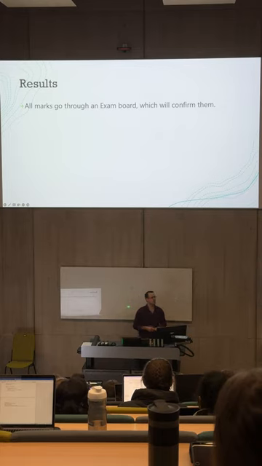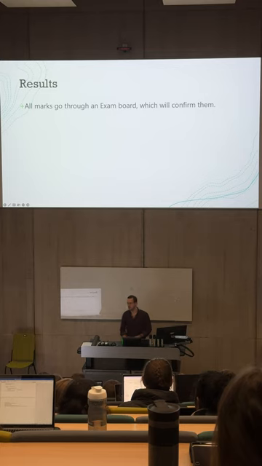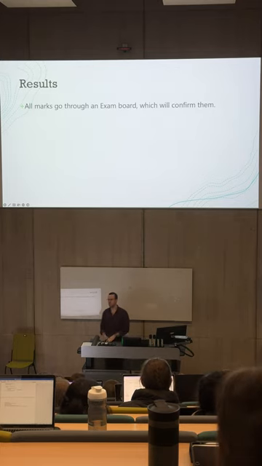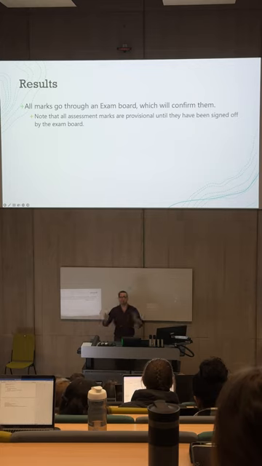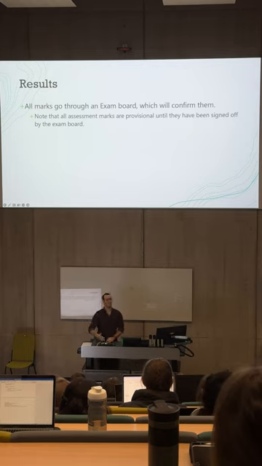Results, all marks go through the exam boards, which will confirm them, ratify them. The exam board is a kind of official university process. All marks until the exam board are provisional, and that actually stands for the marks you receive throughout the year. Every piece of work you've done this year and you've had a mark back for, those are provisional marks. They are ratified by the exam board. That does mean they are not confirmed.